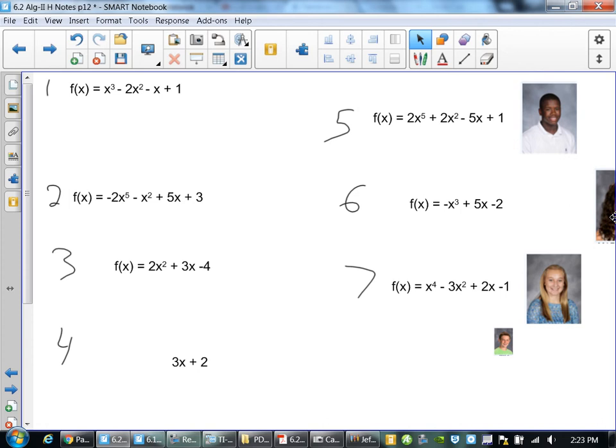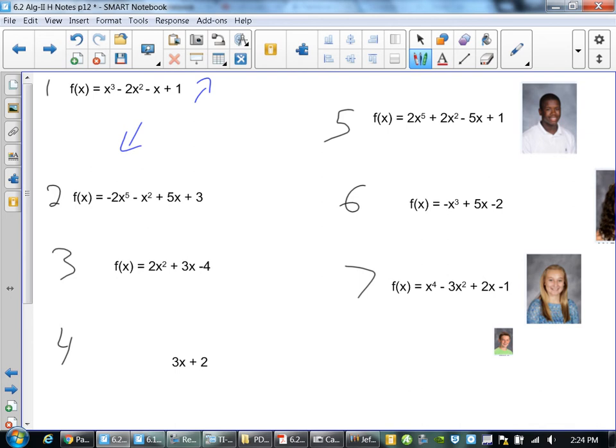So, Shimky did the first one. The first term was positive, and what about the exponent? Is it an odd or an even exponent? Okay. The tails were pointing down and up. First term was positive, exponent was odd.